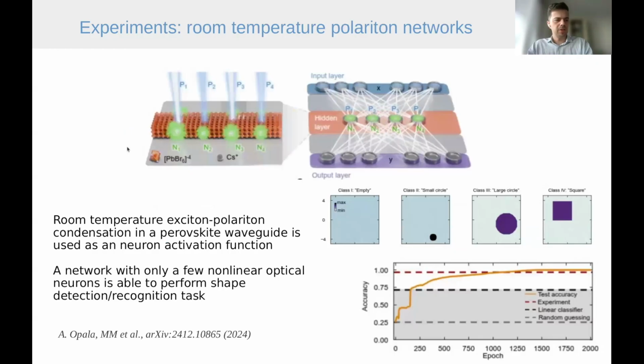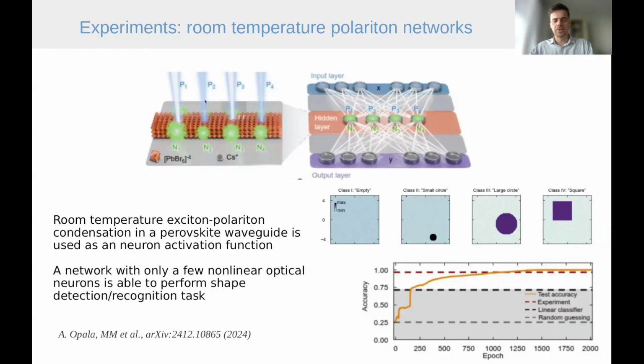And very recently, we also, so I didn't mention that, but the previous experiments that I described were done at cryogenic temperature of liquid helium. But recently, we used a very promising material platform, perovskites, to create exciton-polariton condensation in these waveguides and to use it as a neuron activation function.